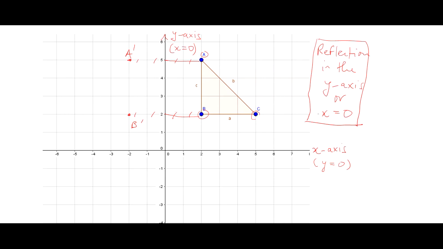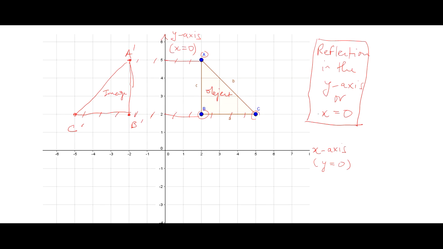In the case of C, we have 1, 2, 3, 4, 5. So we have to count 5 units behind the mirror line. So we go 1, 2, 3, 4, 5. And this is C prime, the image of C. So therefore our triangle now is, so this is our image. Now if you notice something, the triangle, this is the object, and this is the image.